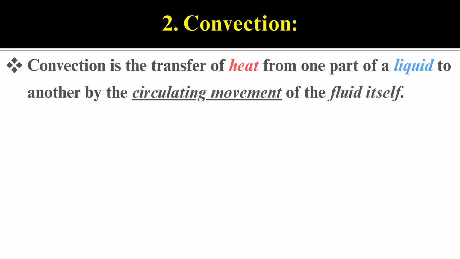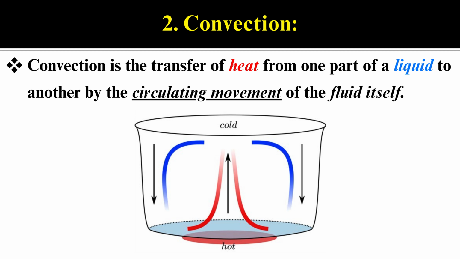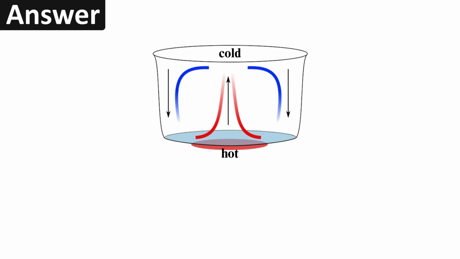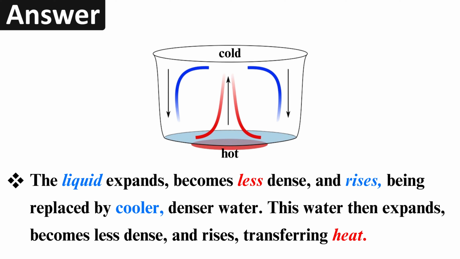Now we talk about convection. Convection is the transfer of heat from one part of a liquid to another by the circulating movement of the fluid itself. The liquid expands, becomes less dense and rises, being replaced by cooler, denser water. This water then expands, becomes less dense and rises, transferring heat.